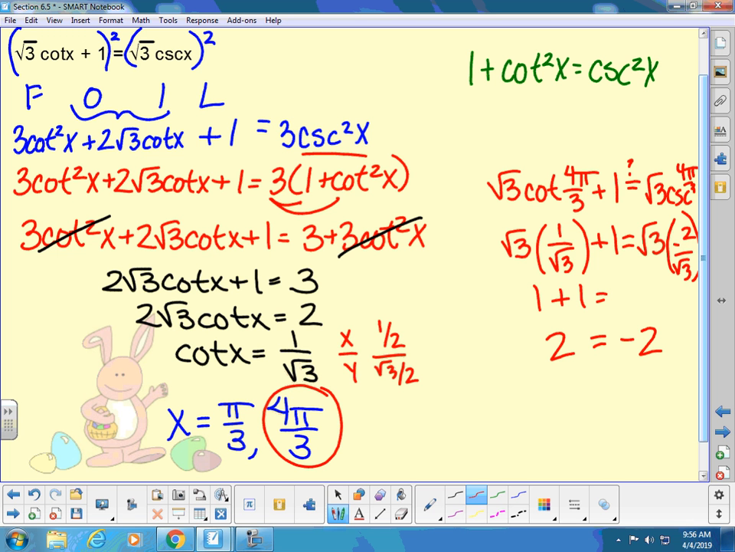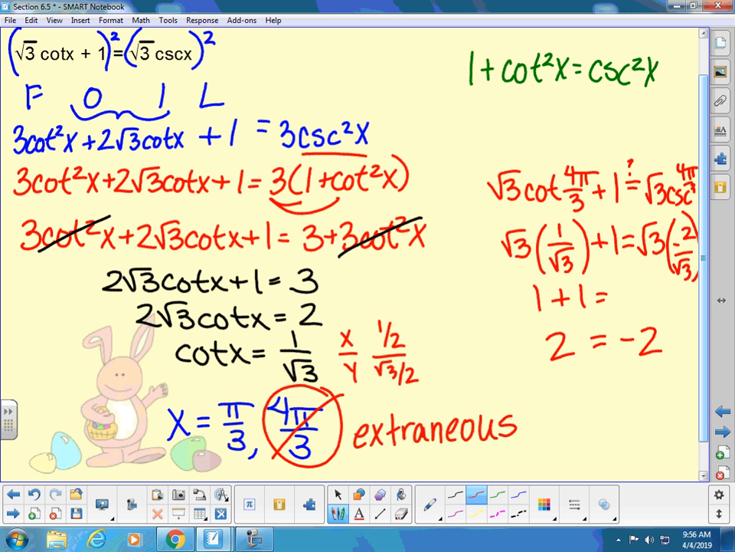And this is exactly the kind of error you're going to see, because if I take that and I square both sides, I end up with this kind of false solution that 4 equals 4. So 4 pi over 3 is extraneous, meaning it's not actually a solution. The only solution to this guy is pi over 3. And if you plug pi over 3 back in, which you can, it'll check.